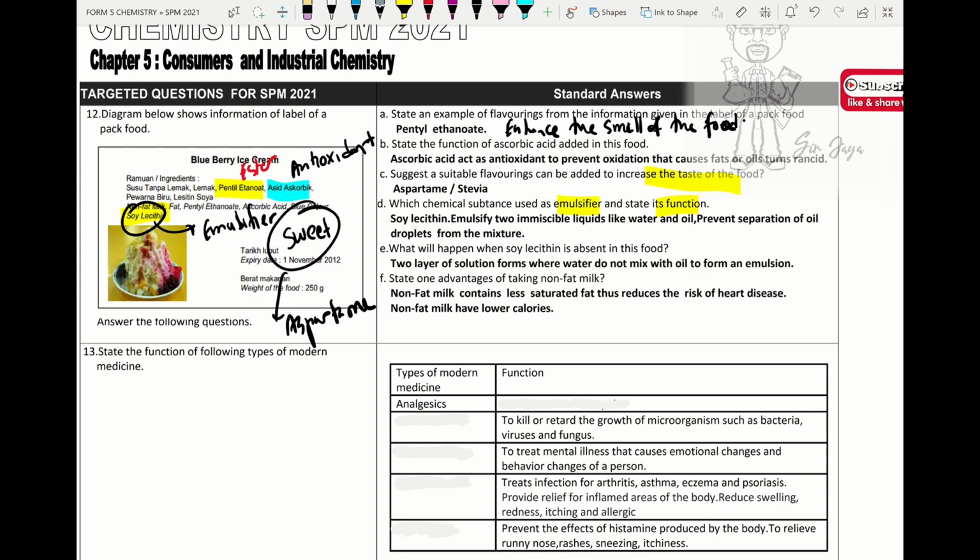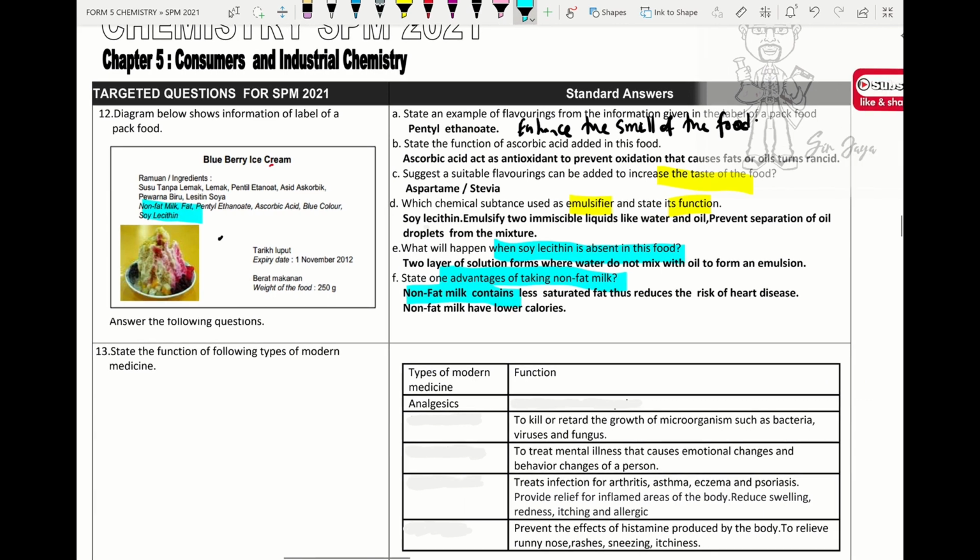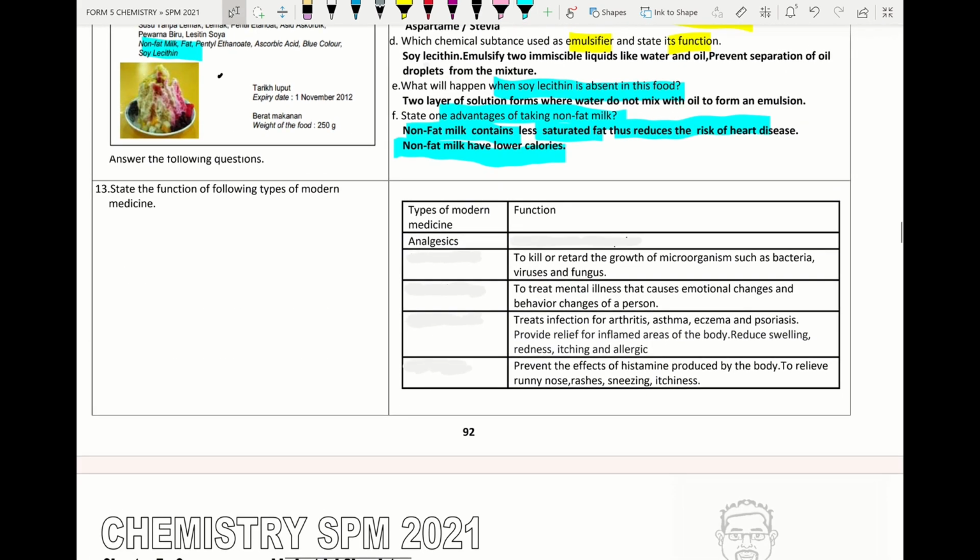Next one, what will happen if soy lecithin is absent in this food? In this food, two layers of solution will form where water does not mix with oil to form an emulsion. State one advantage of taking non-fat milk. Here we have non-fat milk used in this ingredient. Non-fat milk contains less saturated fat, thus it reduces the risk of heart diseases. Non-fat milk has lower calories. All right, we move on to the next one.